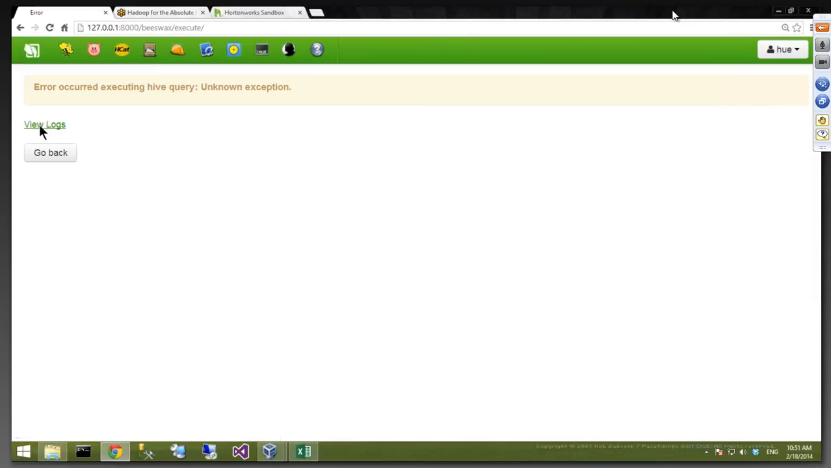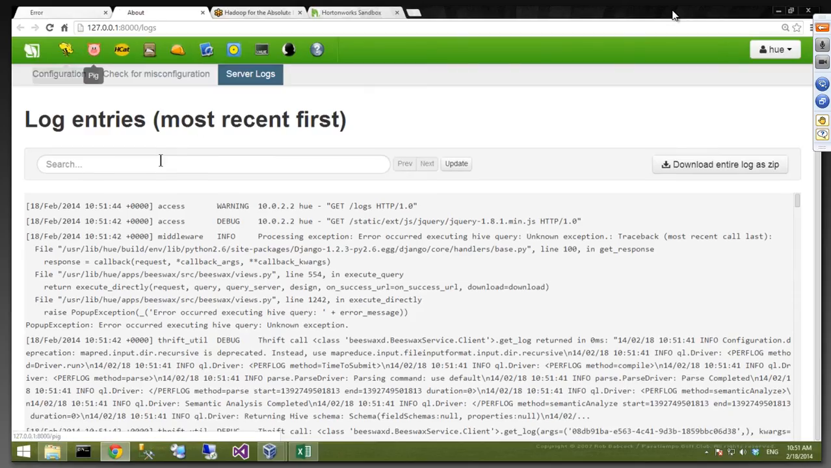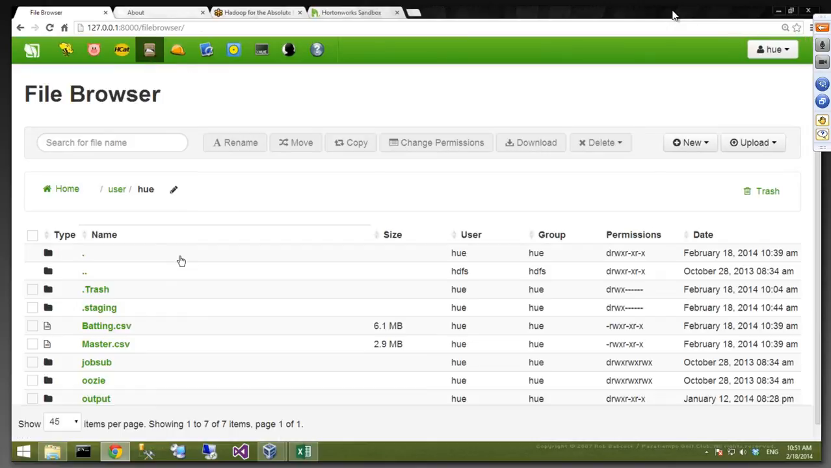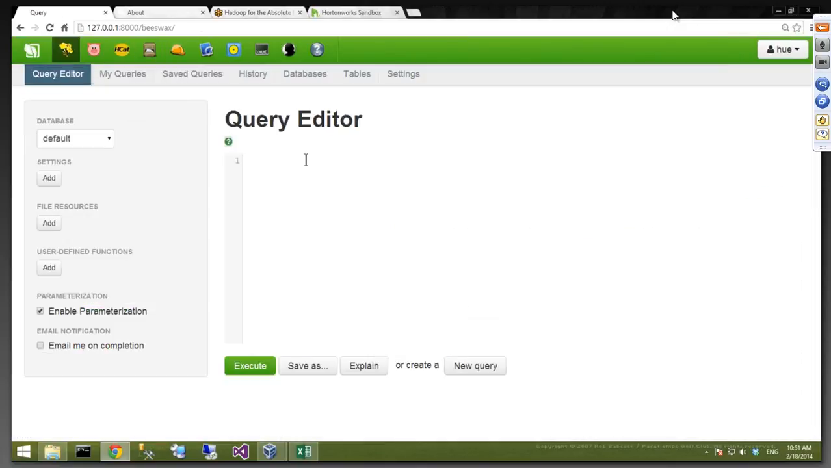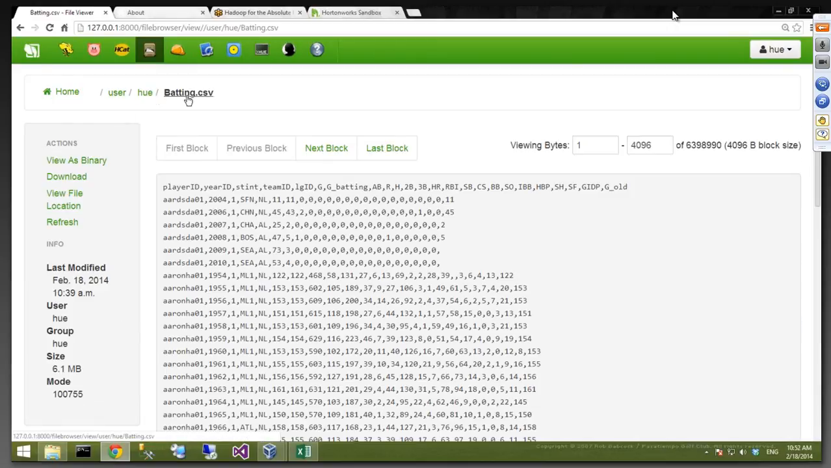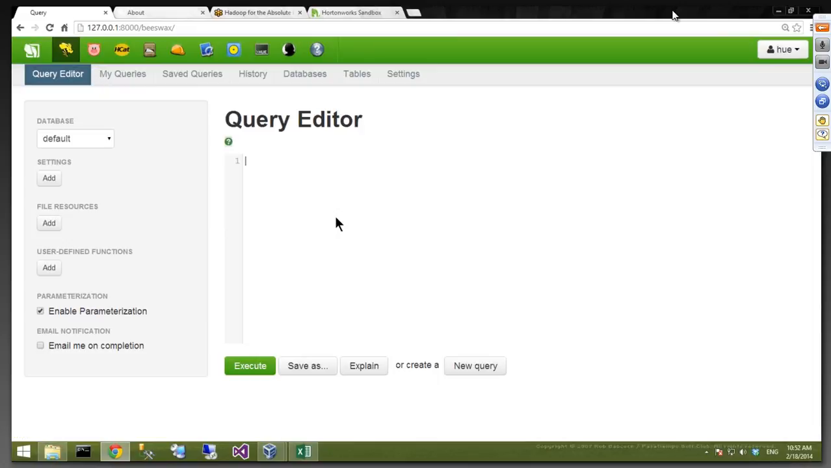Uh-oh. I got an error. Let's see what the error is. Let's make sure that the file is there. There's batting CSV. Is that file in the right place? Let's see. If I look at batting CSV, it's under Hue, and if I click on it, it shows me that it's user Hue batting CSV. So that's user Hue batting CSV overwrite into table temp batting, which should work. Let's see. Uh-oh.